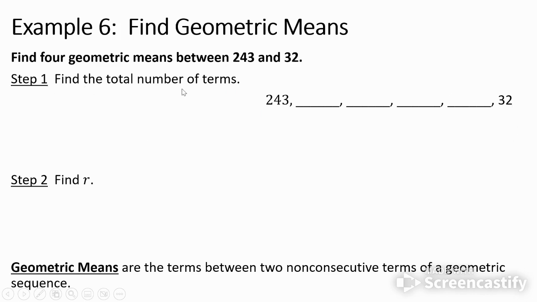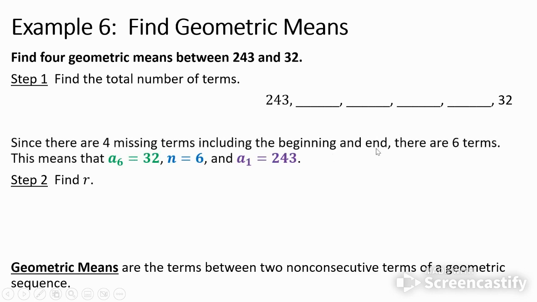So first, we need to consider how many terms we have. Well, we can easily just count. There are 4 blank spaces, plus the beginning and the end. 1, 2, 3, 4, 5, 6 terms. So since there are 4 terms between, including the beginning and the end, there are 6 terms.